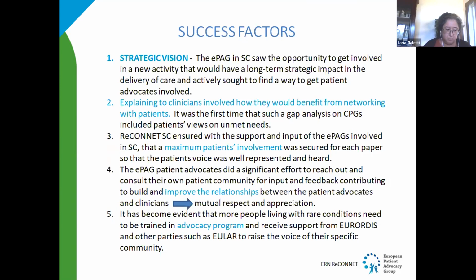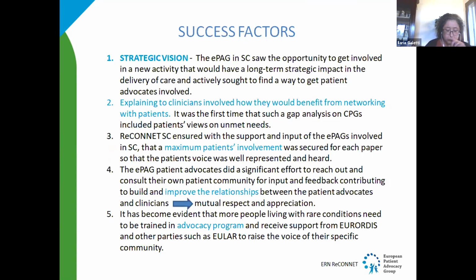And working very hard on the same targets led us, ePAGs and clinicians, to have a mutual respect. And this was the cornerstone that made everything easier after that.